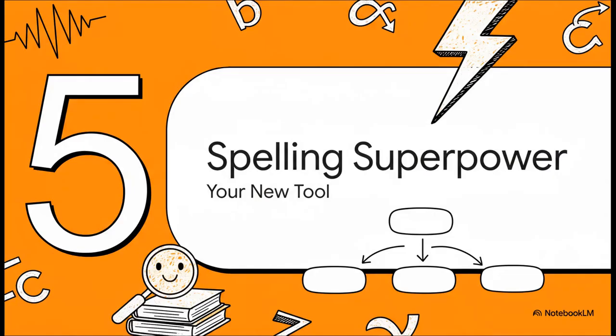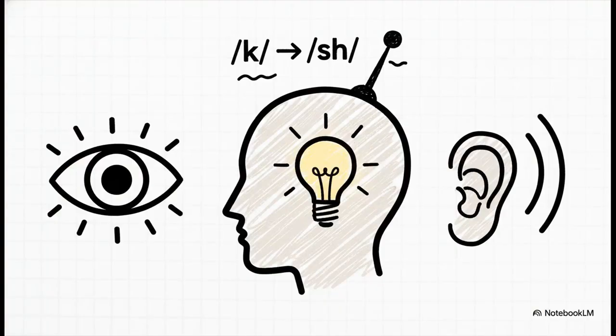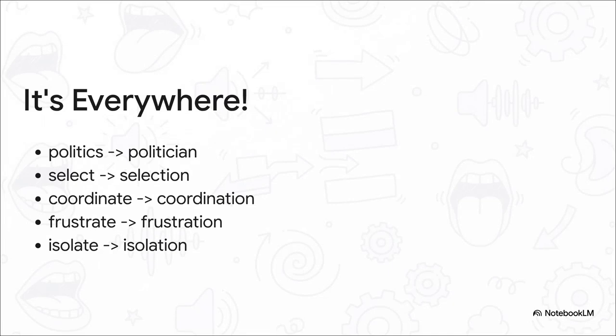So this is more than just a fun little language quirk, you know? You've basically just unlocked a new tool. Consider it a new spelling and pronunciation superpower. And I'm not kidding. Now that your brain is tuned into this, you can't unsee it. You're going to start hearing this consonant change all over the place, in conversations, in books, everywhere. And we're not talking about a few weird words here. This is so common. Think about it. Politics becomes a politician. Select becomes selection. Coordinate becomes coordination. The list just keeps going.